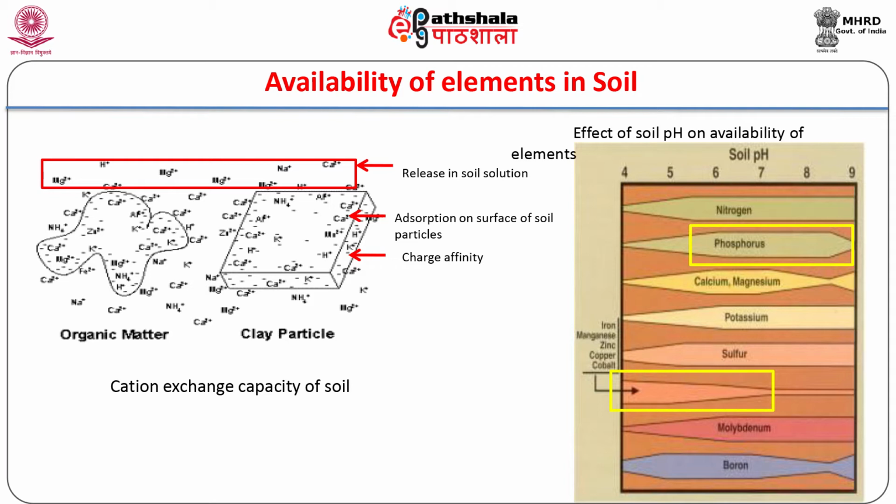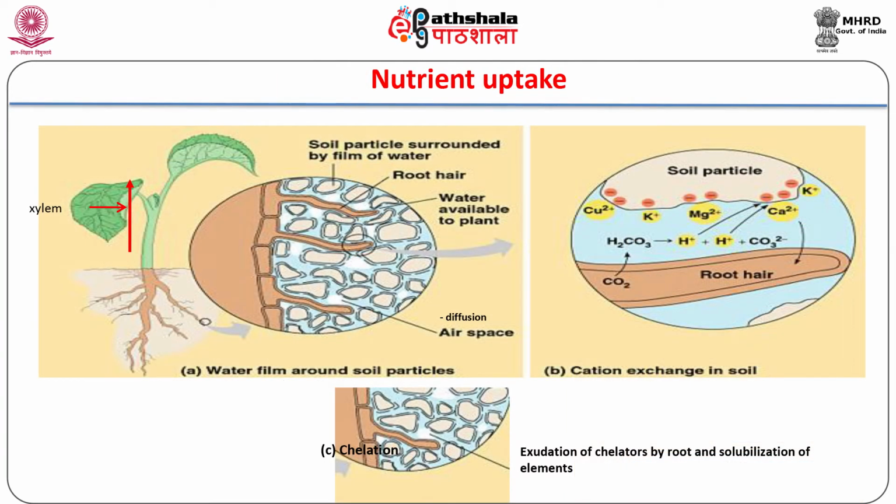Absorption of the elements or ions by plants may occur passively by simple diffusion, through ion exchange at root surface, or by exudation of chelators by the root, which solubilizes the elements. Once absorbed by roots, the elements reach the xylem either through the water in intercellular spaces, or the elements may pass through the membranes of root cells and move intracellularly up to the xylem.